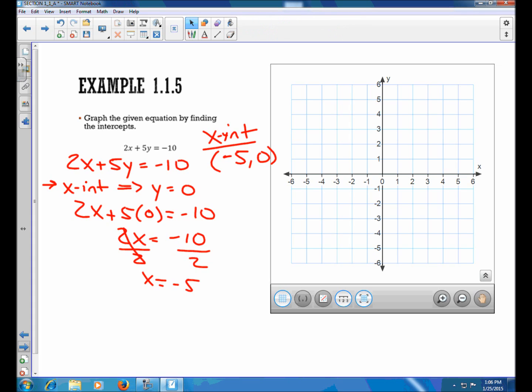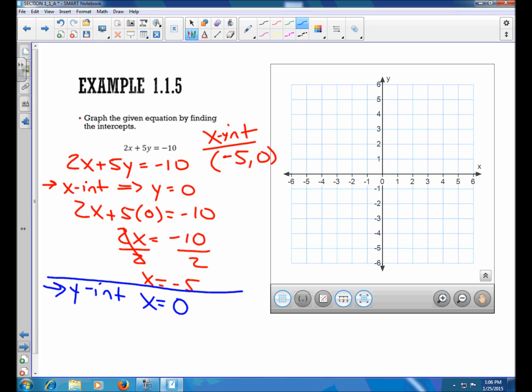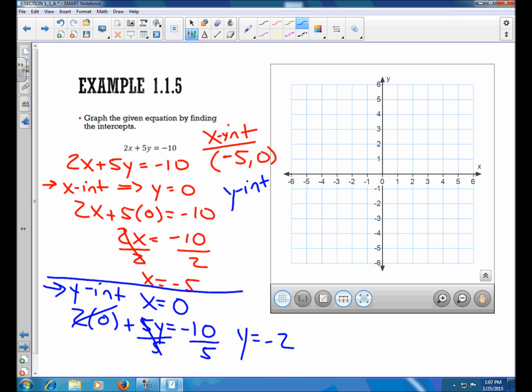So starting with the y-intercept, we want to make sure that x is equal to 0. So we're going to get 2 times 0 plus 5y is equal to negative 10. 2 times 0 is 0. If we then divide both sides by 5, we see that y is equal to negative 2. And so the y-intercept is going to be the point 0 and negative 2. And we then plot those 2 points on the graph, negative 5 and 0, and then 0 and negative 2. We can draw a line between them, and we've graphed the line.